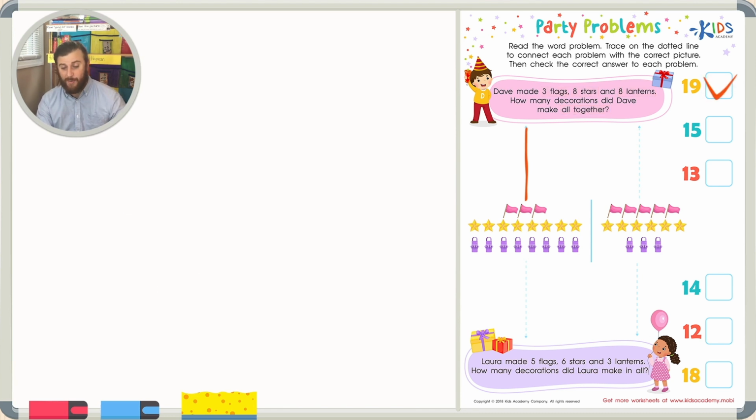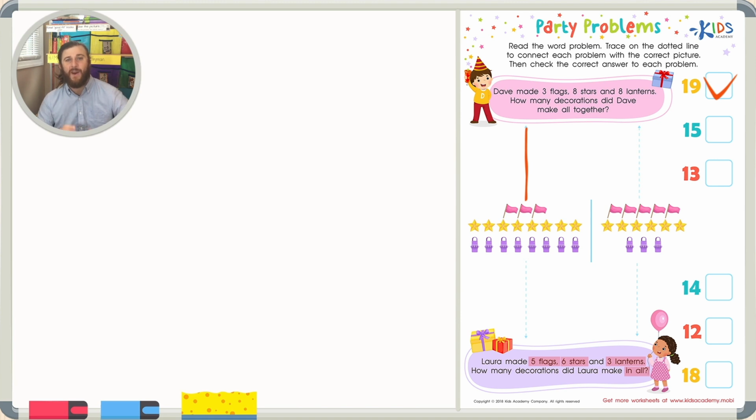Let's read our next word problem and see if we can match it to a picture to help us solve it correctly. The second problem reads, Laura made 5 flags, 6 stars, and 3 lanterns. How many decorations did Laura make in all? Okay, let's reread this problem, and again we'll underline the important information and keywords. Laura made 5 flags, 6 stars, and 3 lanterns. How many decorations did Laura make in all?